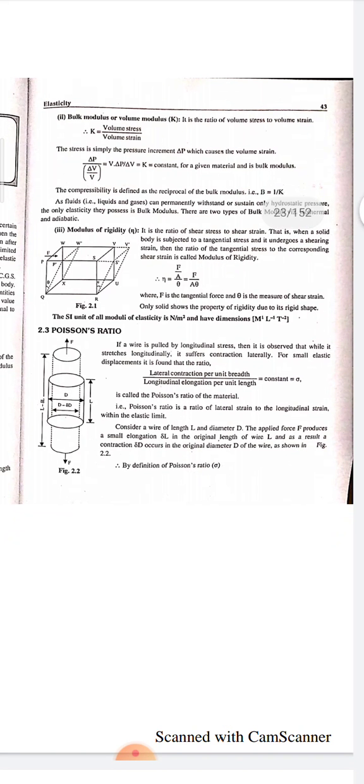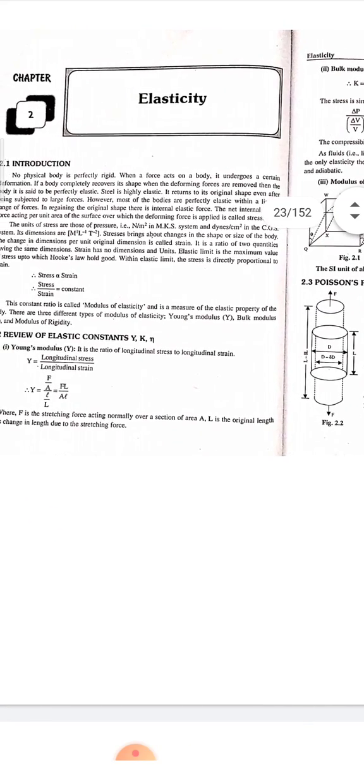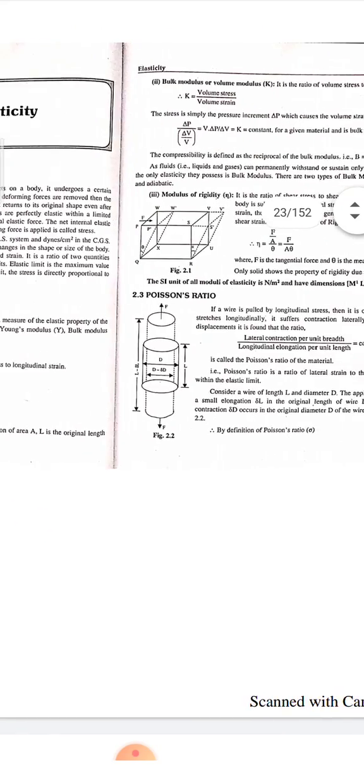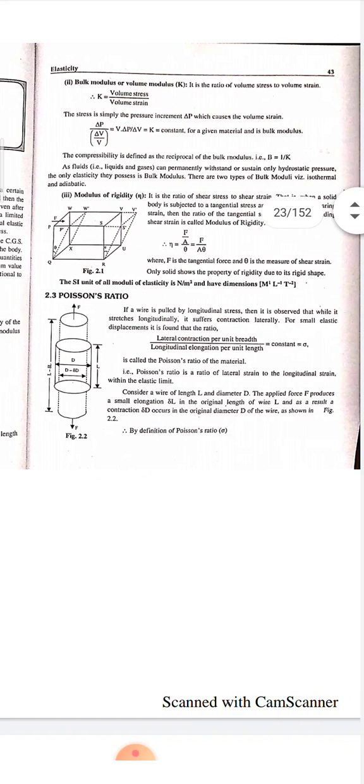The SI unit of the moduli of elasticity is Newton per meter square, and the dimension is M raised to 1, L raised to minus 1, T raised to minus 2. That you have to remember. This is the common one, because whatever the dimension and the unit is, it is due to the stress only.